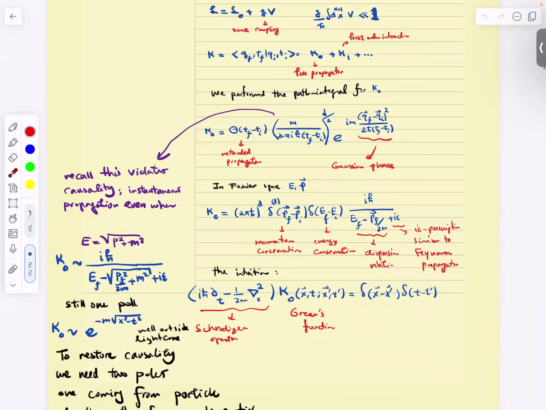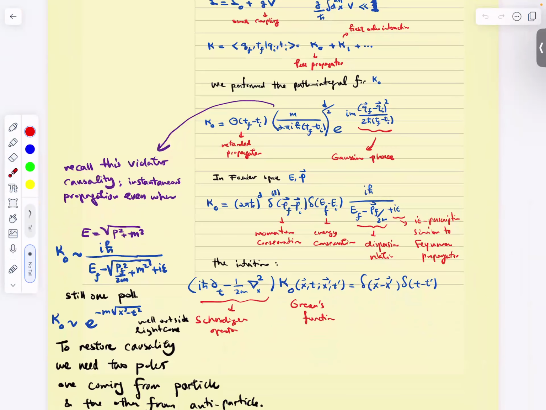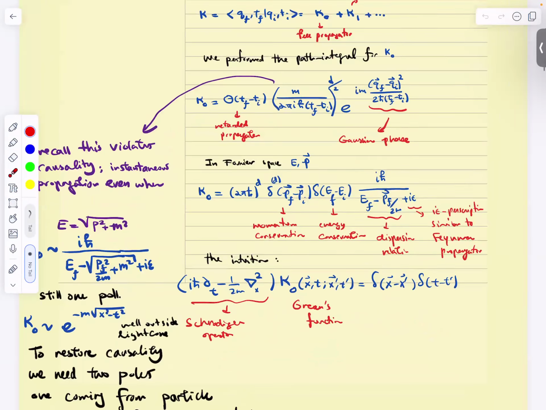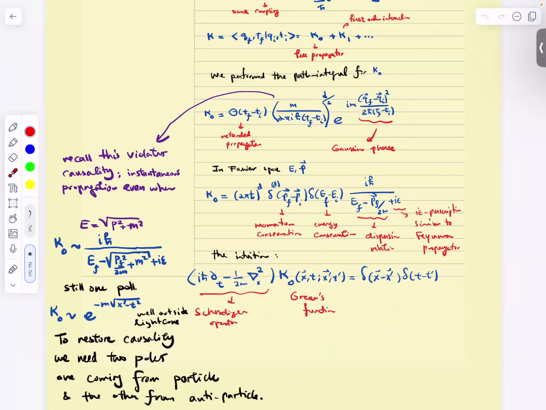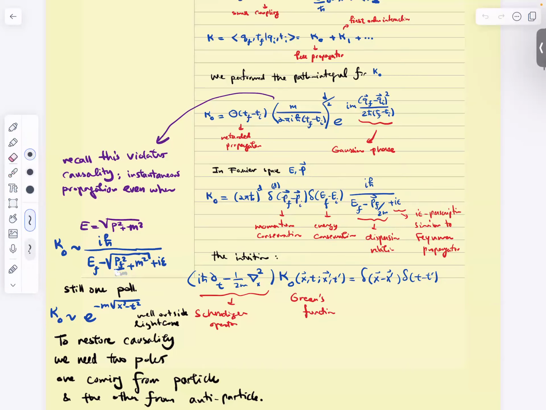All right. Now let's pick a relativistic dispersion. Everything goes through. After Fourier transform, you get conservation of energy and momentum. The structure of it will be i h bar over E minus square root of p squared over 2m. Oh, sorry. There's no 2m. p squared plus m squared, setting the speed of light equal to 1.